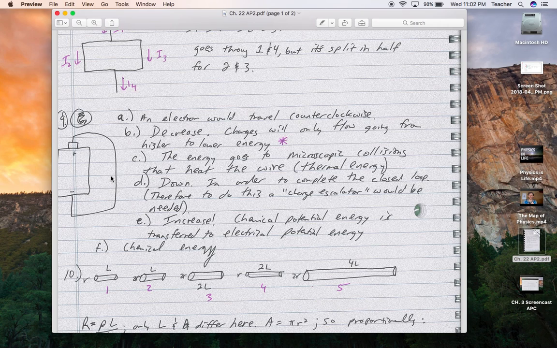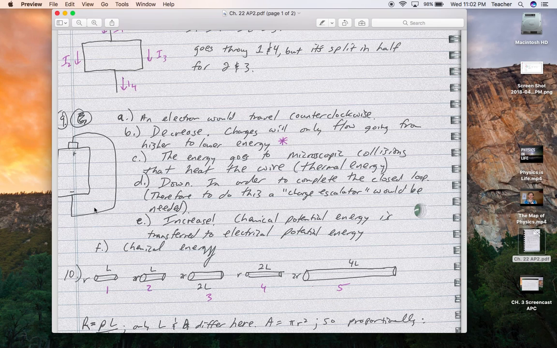So for letter D, inside the battery, the electron would move down. So it would move actually from the positive to the negative. You might think that's a little odd, but in the battery, essentially the chemical energy causes a charge escalator, and there's a picture of that in the textbook, which causes the negative charge to gain energy again.